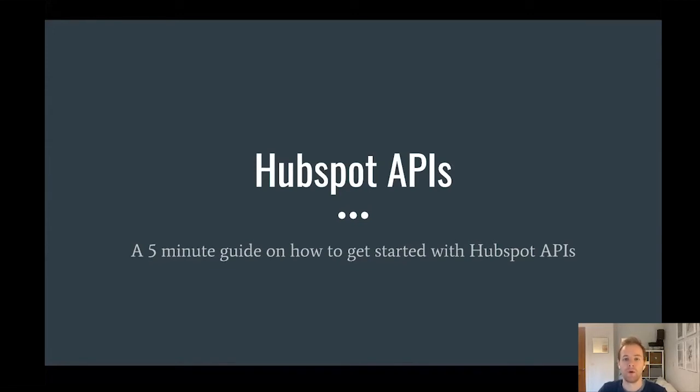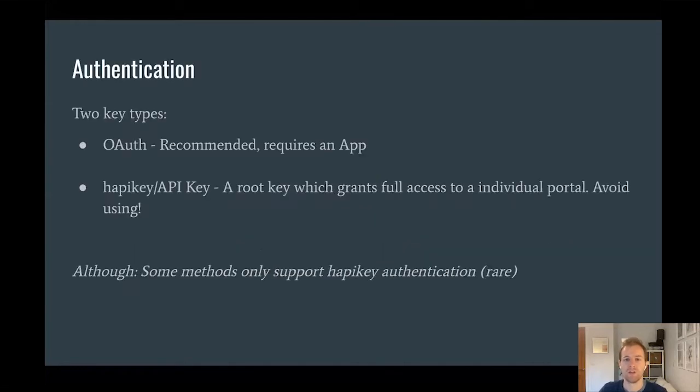In this quick fire session, I'm going to do my best to show you how easy it is to get started with the HubSpot APIs. Jumping straight in, authentication. The majority of HubSpot's APIs require authentication. There are two main ways for you to authenticate, OAuth and the API key. In this talk, we're going to use the API key because it's quicker.